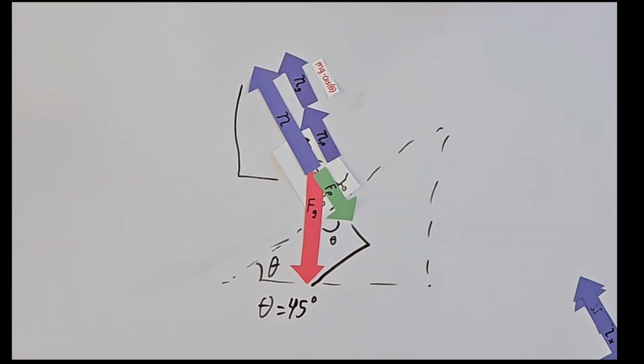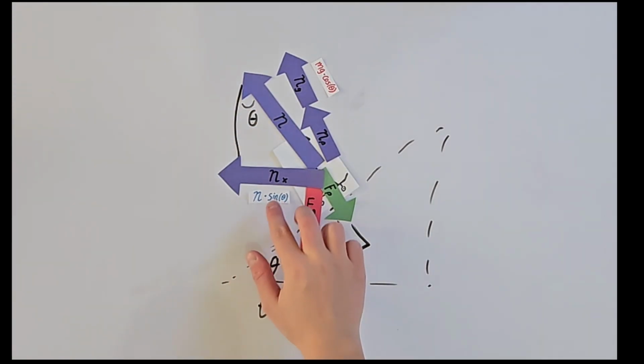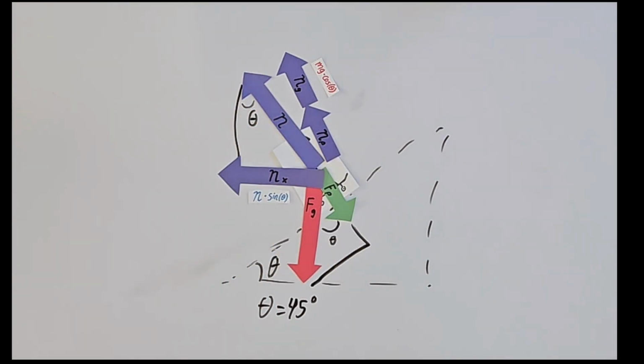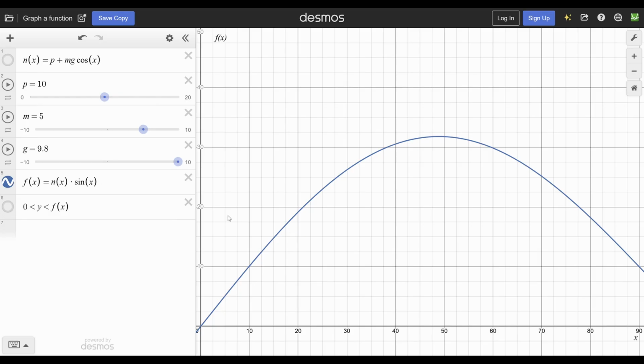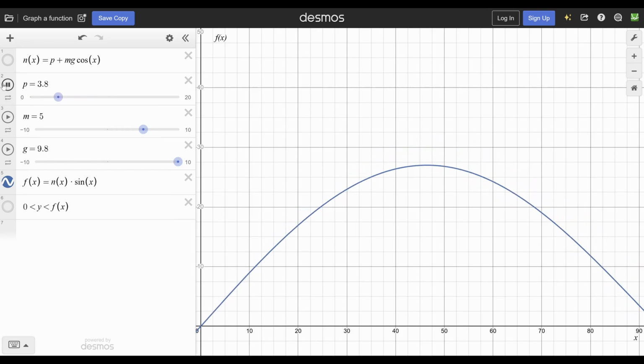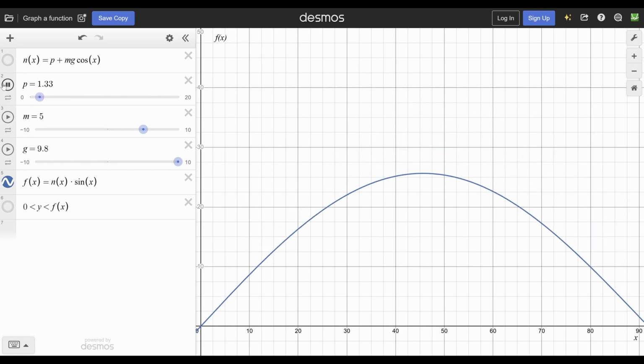Another triangle shows us that the normal's x component is the normal times sine of theta, which accelerates me in the x direction I want. The normal due to the pump is directly proportional to the pump force applied. Therefore, as the pump force increases, so does the x component of the normal. This can be displayed graphically like so. As p, the pump force, increases, so do the values of the x component force.